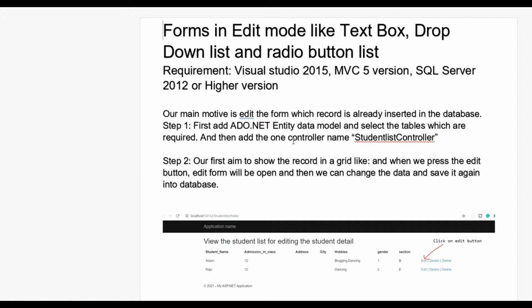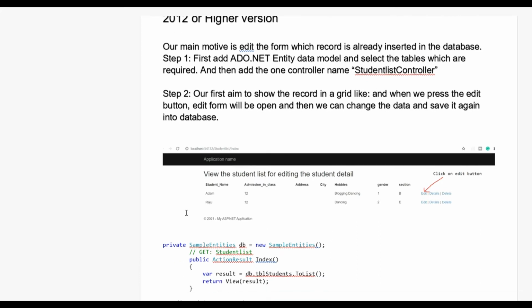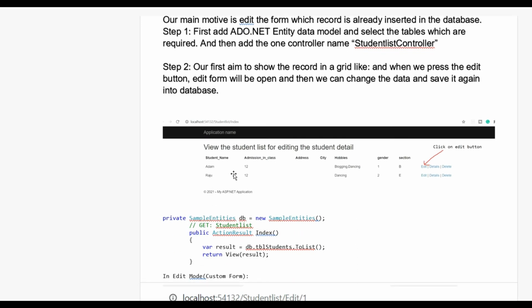Now step 2. First we show the records in a grid, table wise, and when we press the edit button, the edit form will open, and then we can change the data and save it again into the database. Let us see, this is the screenshot of the student list shown for editing. We see student name, admission in class, hobbies, genders, and there are three buttons: edit, delete and details. So here we will talk about edit.